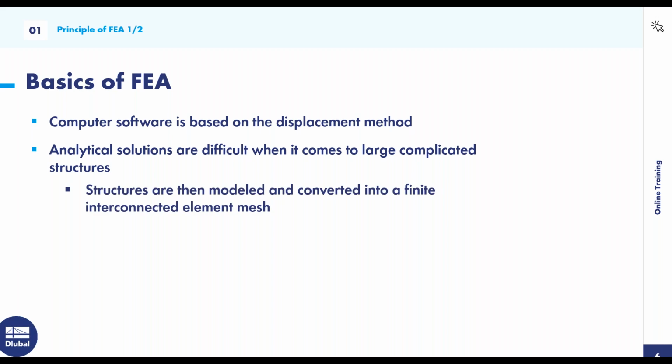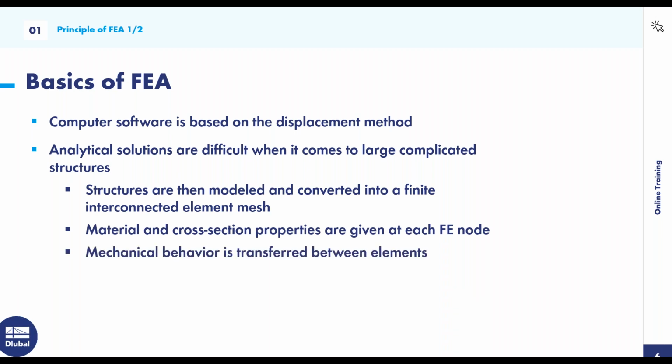Complicated structures are modeled and converted into a finite interconnected element mesh. Then the material and the cross-section properties are given at each FE node. And then the mechanical behavior is transferred between these elements. So here's a good word I would like you guys to walk away with and know: discretization, which is how structures are being submeshed into finite elements, which is kind of the overall idea of FEA. So that's a good word to have in your vocabulary.